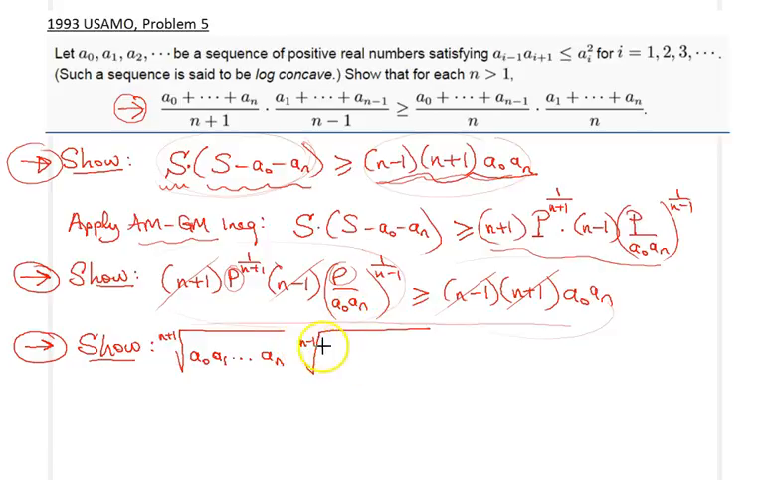This one though is missing the a sub 0 and a sub n, so it starts with a sub 1 all the way to a sub n minus 1, and we would like to show that this thing is greater than or equal to a sub 0, a sub n.